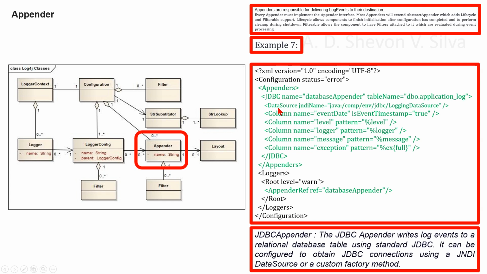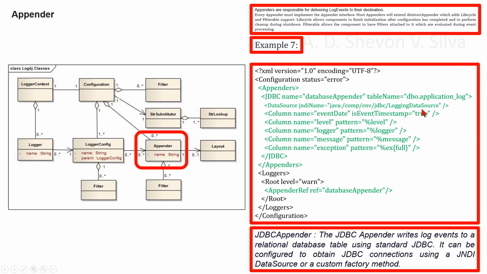Here the parameter name is required, the name of the appender. Here the tableName is required, the name of the database table to insert log events into. The nested element DataSource uses JNDI. Do not share this connection with other clients.